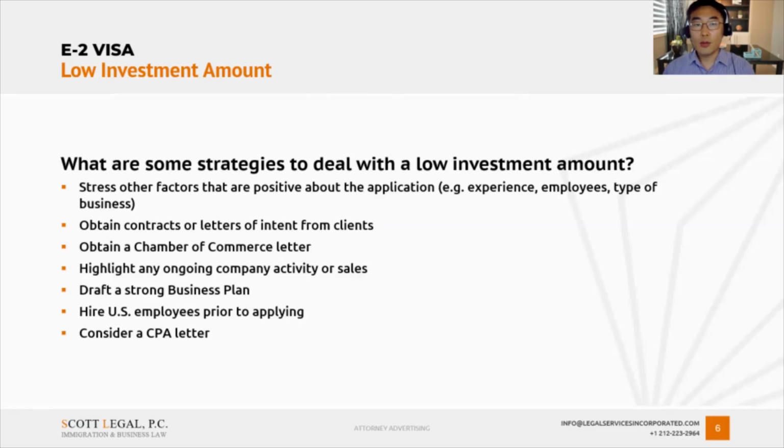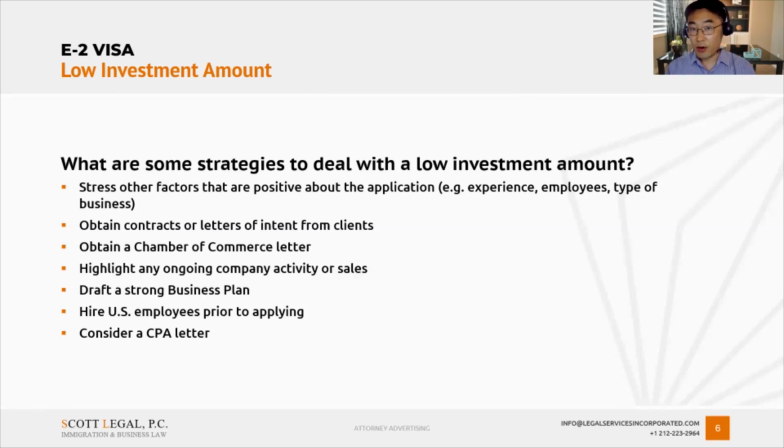A business plan is one of the required documents, but a strong business plan showing your marketing and competitive strategies, your projected financial revenues, and how many employees you plan to hire over the next 5 years will also help to overcome the risk in low investment cases. That's why when our firm prepares one, it is usually more than 30 pages and it is designed to strengthen the case and meet the immigration officers' review standards.